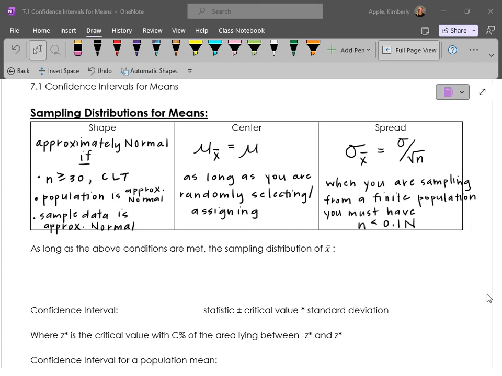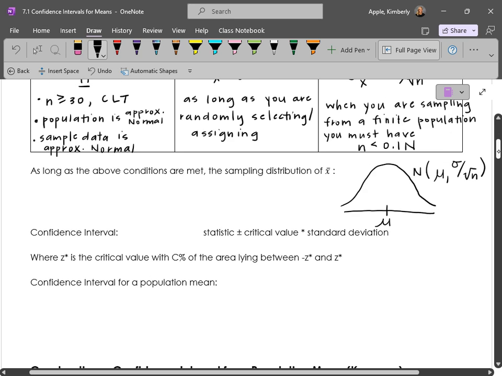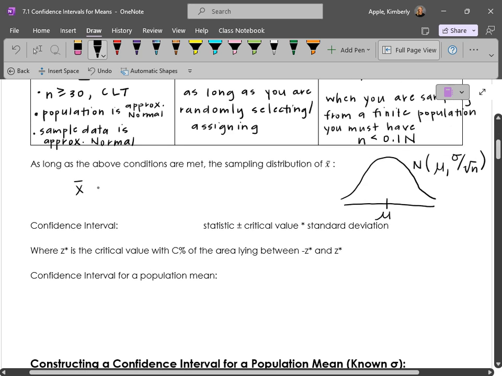Again, shape, center, spread, all of that is reviewed. And so as long as those conditions are met, the sampling distribution of the sample mean will look like this. It will be approximately normally distributed with mean mu, standard deviation sigma divided by the square root of n. This can also be written purely in symbols. X bar is distributed normally with mean mu and standard deviation sigma divided by the square root of n. This is equivalent to what this picture is telling you.